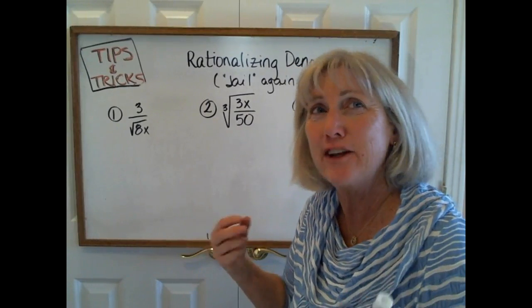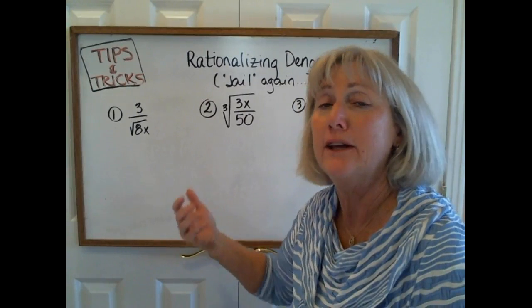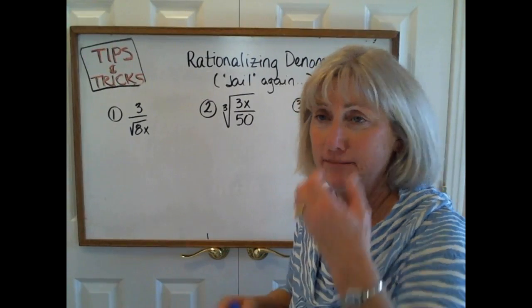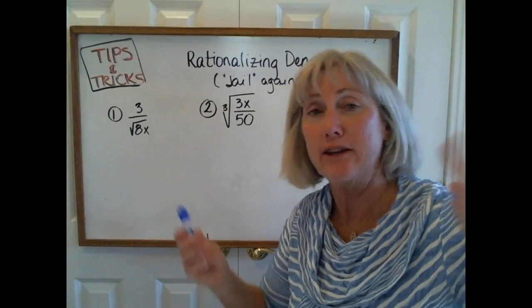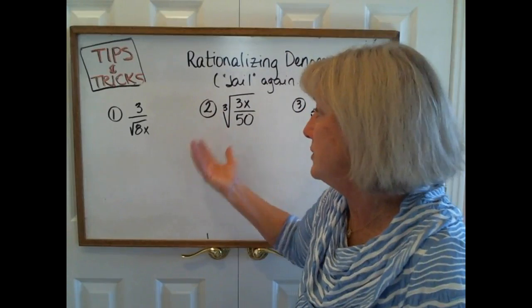One of the sillier rules in my book is when they say you can't have a square root or a radical in the denominator of a fraction. Well, unfortunately, they're the math gods and we need to follow their rules. So today we're going to figure out how to do that.